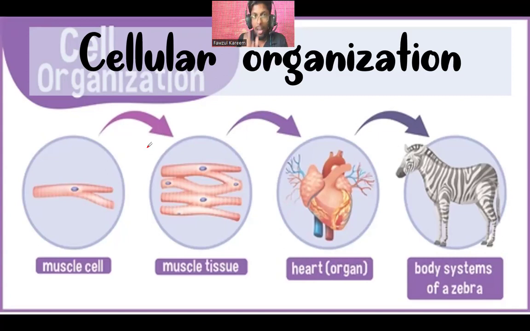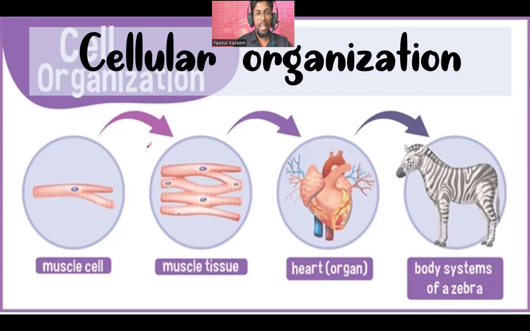What is the order? All the cells join together and form a tissue, like in a garment all the employees work together and make a unit, the input unit. Like that, all the cells join together and form a tissue. Then all the tissues join together and form an organ. And all the organs join together and create a system. Then all the systems join together and create an organism.